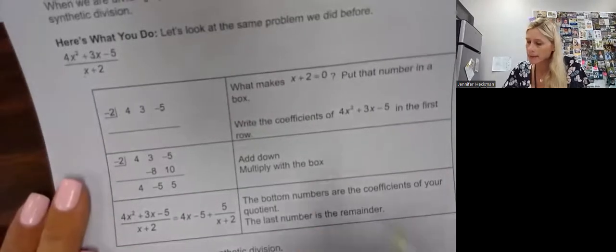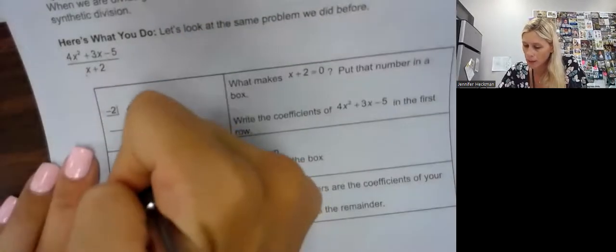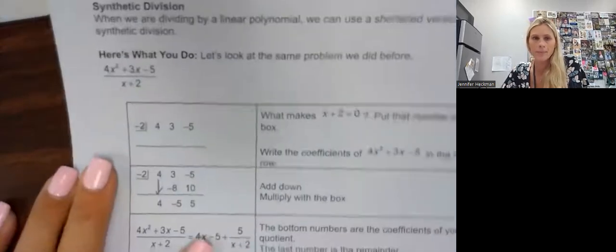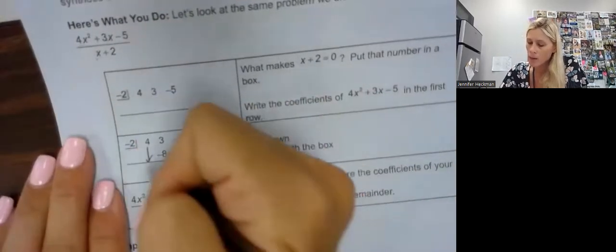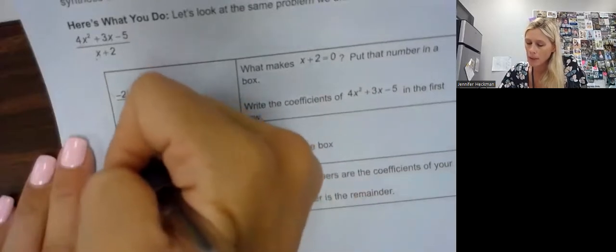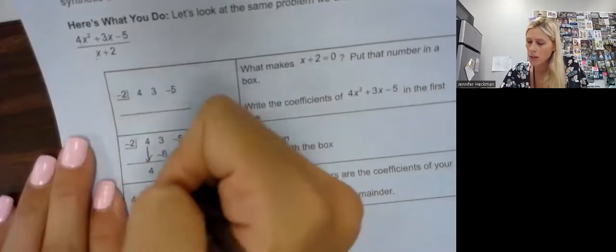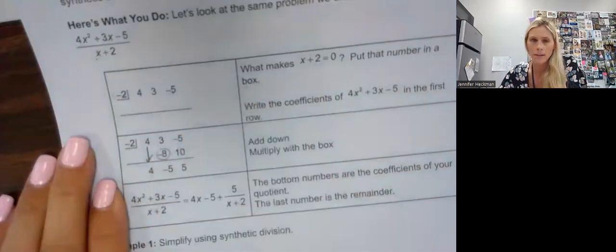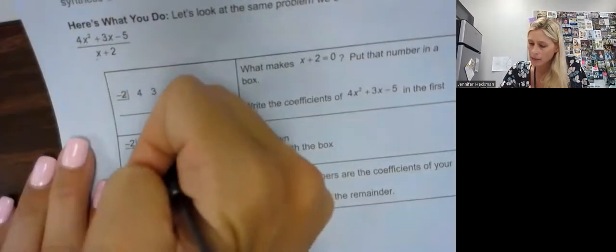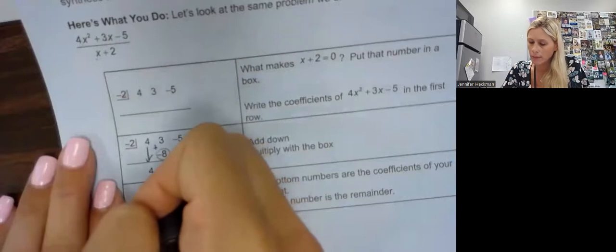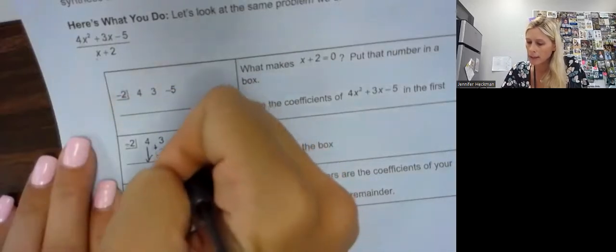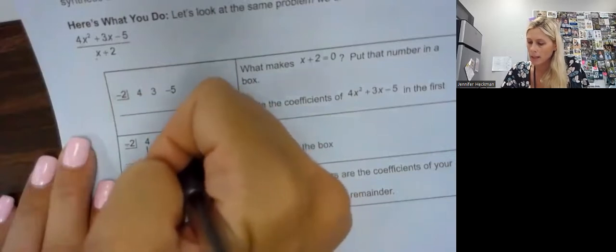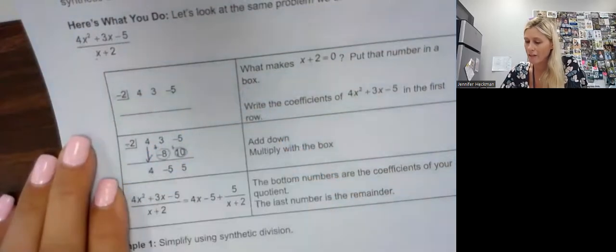Then what happens is you take your first value here and you go straight down with it. Okay. So I just put the 4 straight down. Then what I'm going to do is take my value here and say -2 times 4 is -8. And then I'm going to add straight down, which gives me -5. Then I'm going to take -2 times -5, that gives me 10. And then I'm going to add straight down, and that gives me 5.